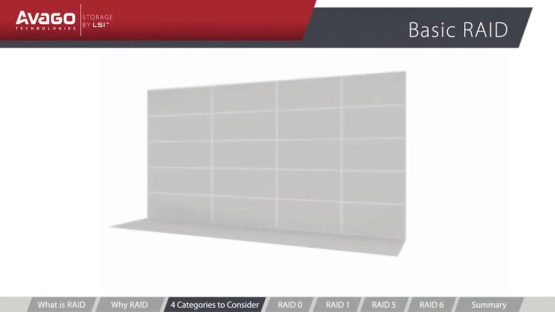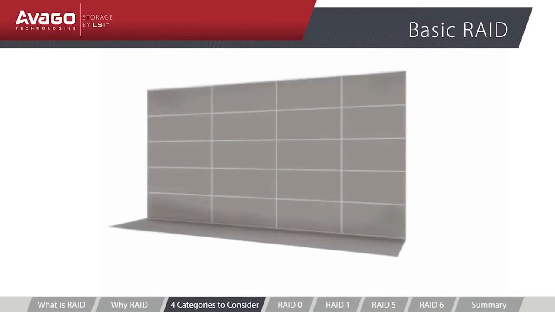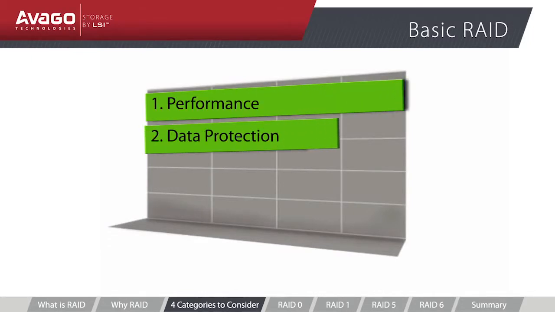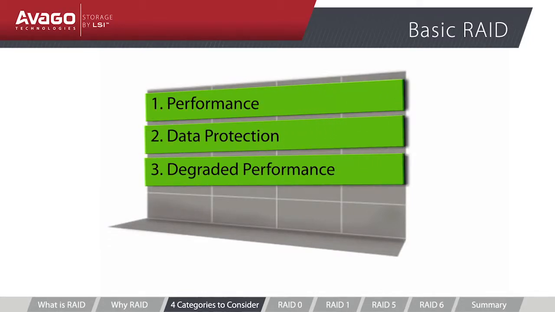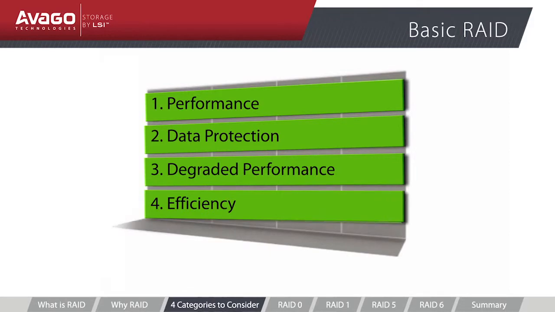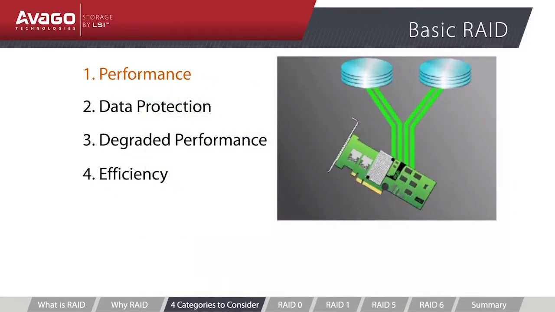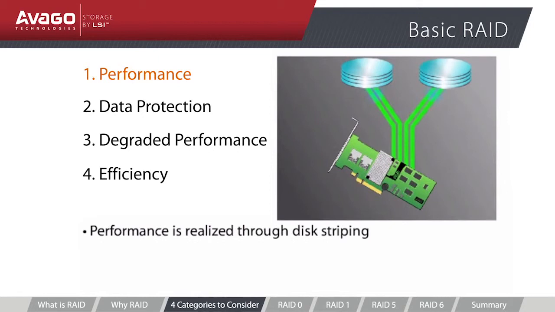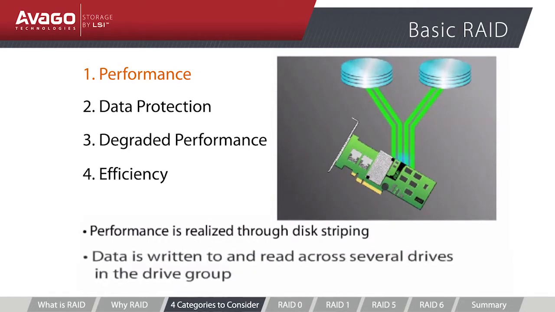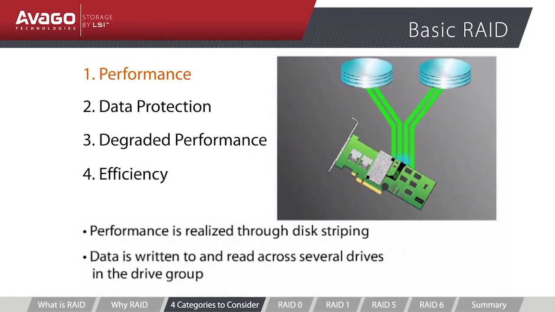At a deeper level, there are 4 categories to consider when deciding upon RAID levels: performance, data protection, degraded performance, and storage efficiency. The first category is performance, which is realized through disk striping. To improve performance, data is written to and read across several drives in the RAID group, and because of this, data can be read or written more quickly than when compared to a single drive.